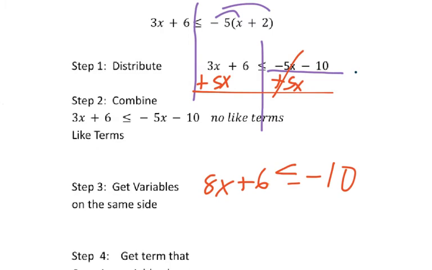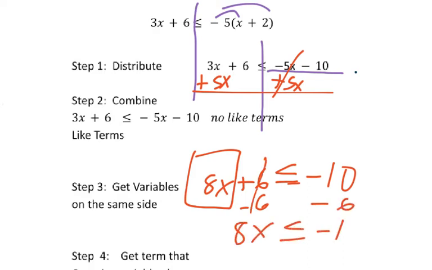There we go. And now, step 4, isolate the term that contains our variable. We subtract 6 from both sides. So we get 8x is less than or equal to negative 16. Step 5, get the variable by itself completely. Divide both sides by 8. Since we're dividing by a positive number here, we do not flip the inequality sign. So x is less than or equal to negative 2.